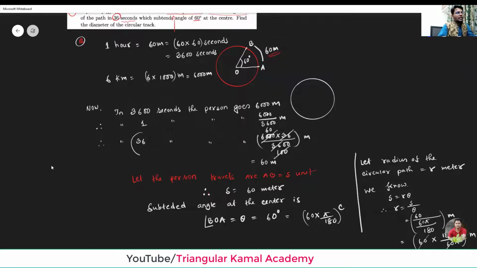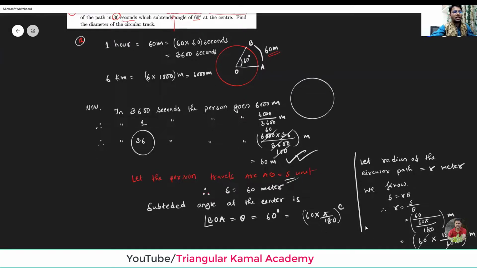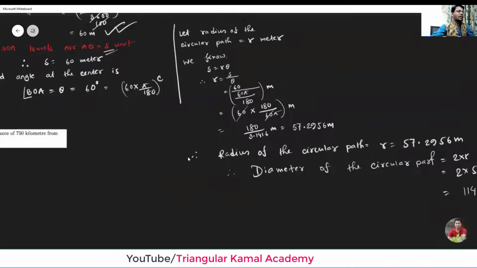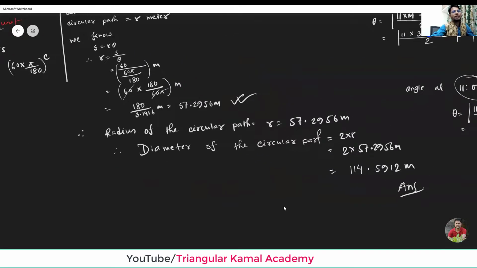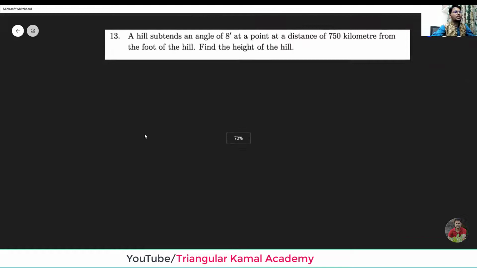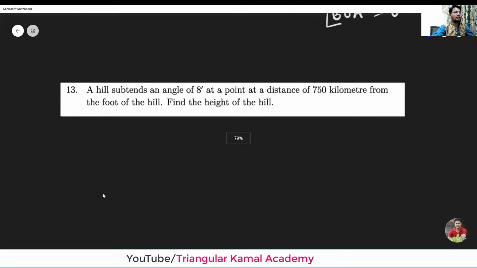So now in 36 seconds the person travels 60 meters, which is the value of s, and the subtended angle given here, 60 degrees, is converted into radians. Now by using s and theta we can find the value of r, which is the radius. Twice the radius is the value of the diameter. So now let's see the next question, and this is the last question in the chapter, question number 13.